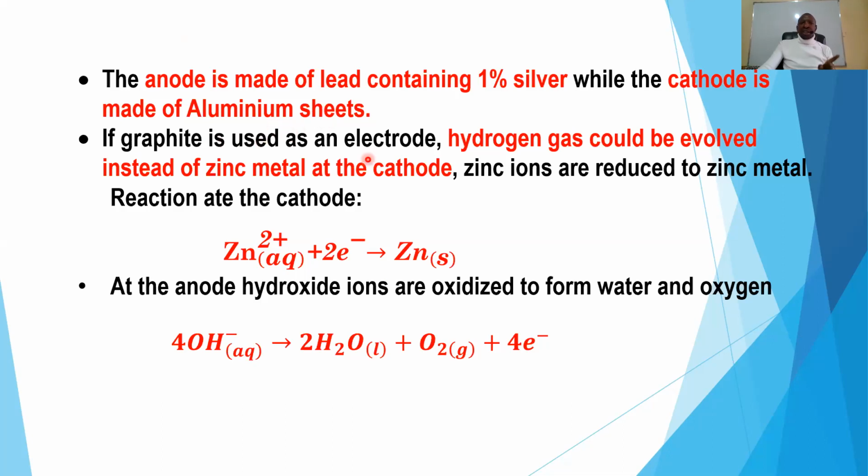If graphite is used as the electrode, hydrogen gas would be evolved instead of zinc metal. That's why we normally use aluminum sheets. The zinc ions are reduced to zinc metal, gaining electrons here to form the zinc. At the anode, the hydroxide ions are oxidized to form water and oxygen gas. So those are the main reactions that take place there. Remember, the electrolyte is zinc sulfate solution, the cathode is made up of aluminum sheet, and the anode is an alloy of lead and silver.